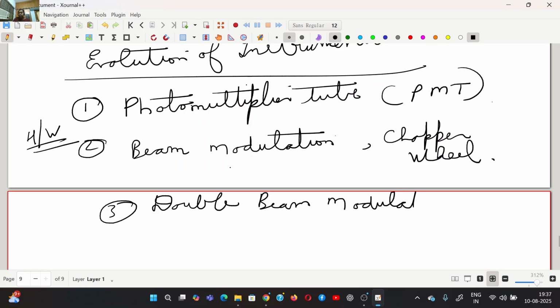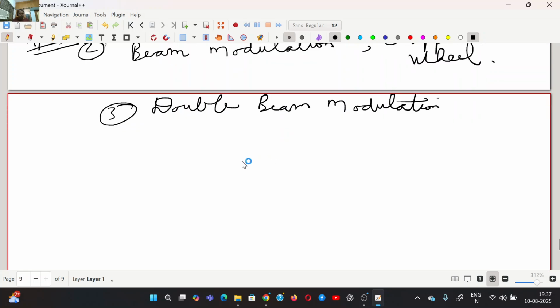Not sure whether these things will come in your exam or not. To have a better understanding of AAS, you can always refer to these things. So basically, all these techniques are used to improve the signal detection.